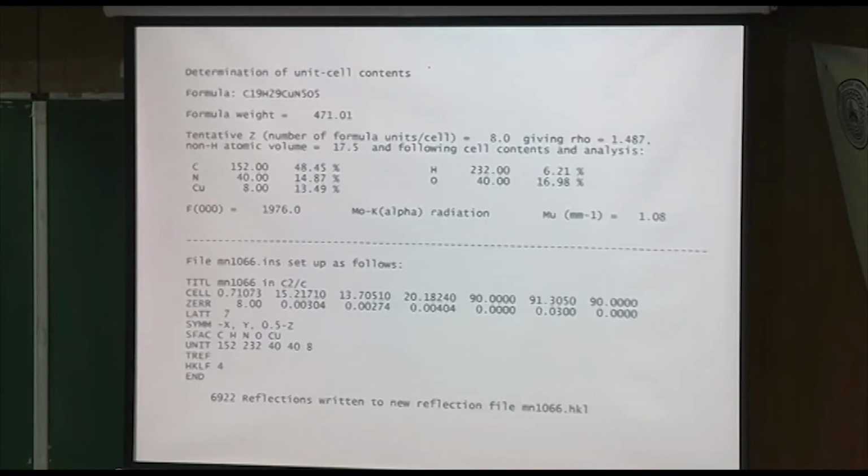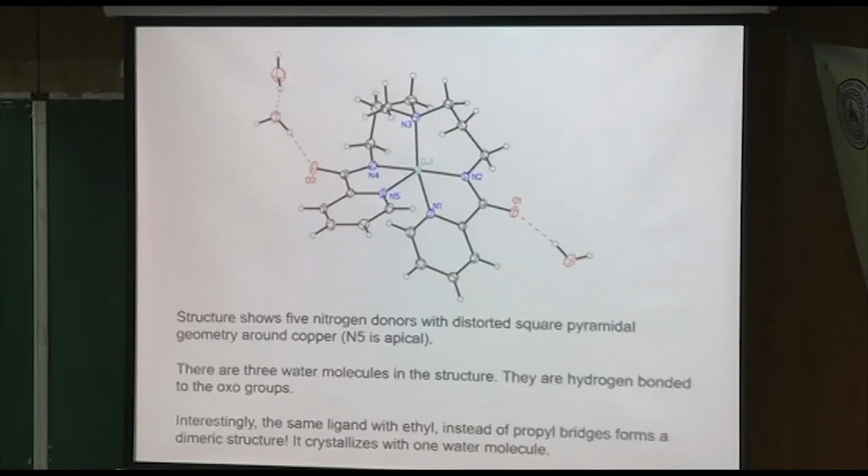This one is C2 over C. It has 8 general positions. And you look at this and you say, what, 8 general positions? So there's only one listed there. That's a little sneaky, isn't it? So how is that possible? OK, so here's the structure.